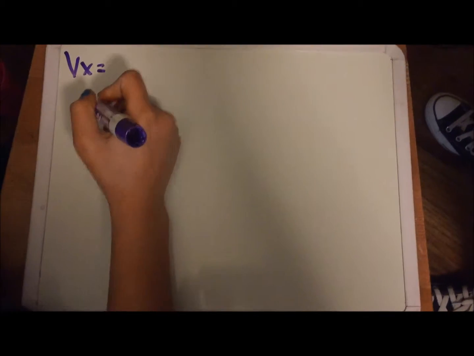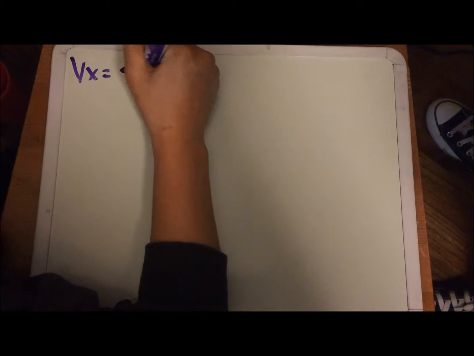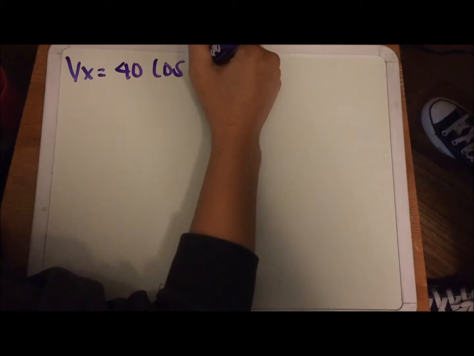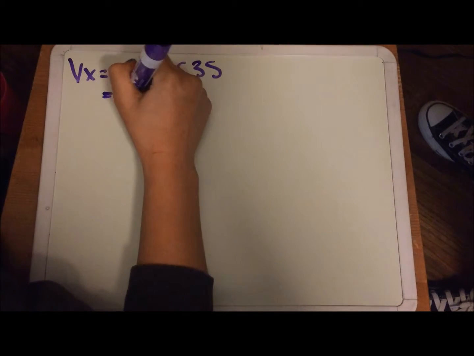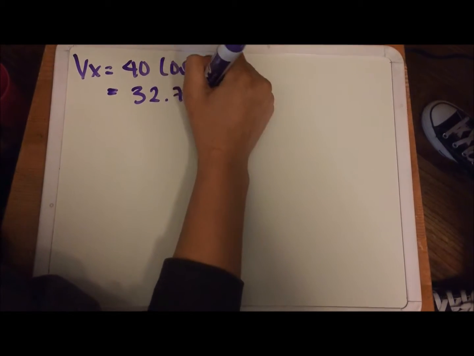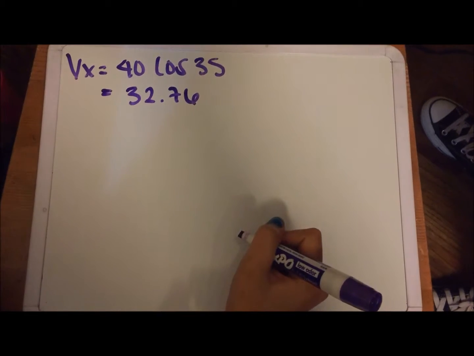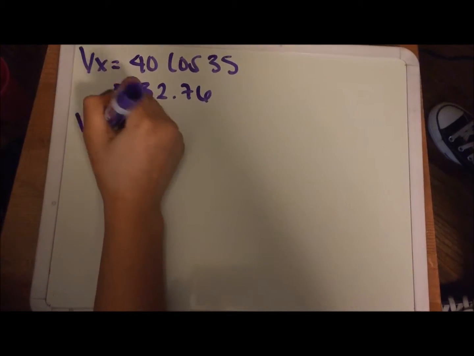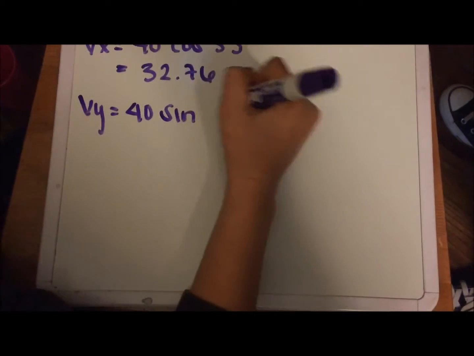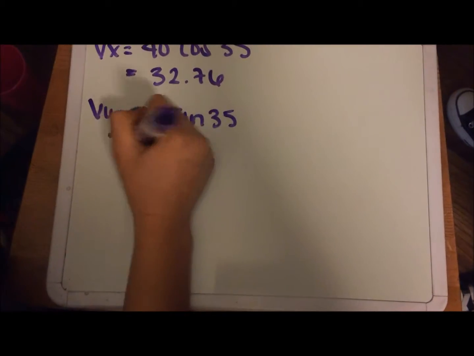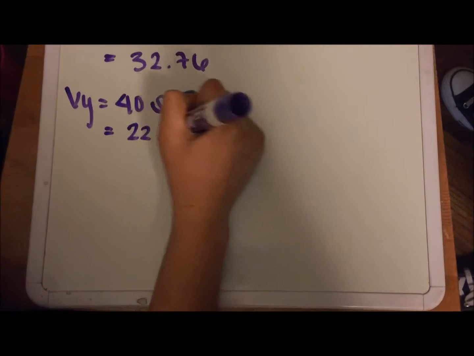So V sub x will be equal to 40 cosine 35, and that will equal 32.76. Then V sub y will be equal to 40 sine 35, and that will equal 22.94.